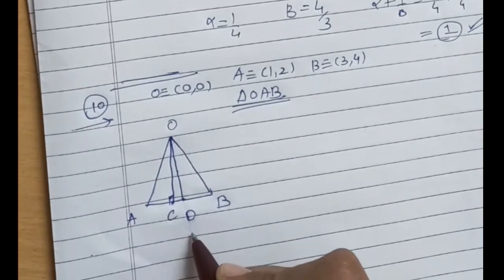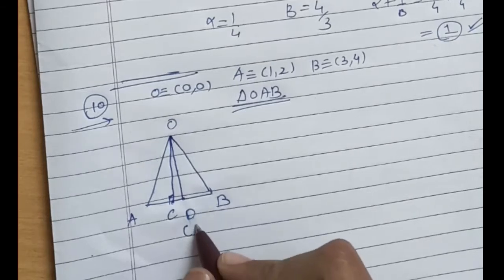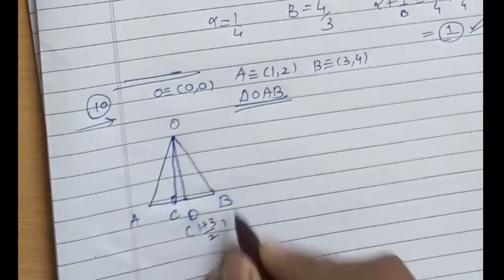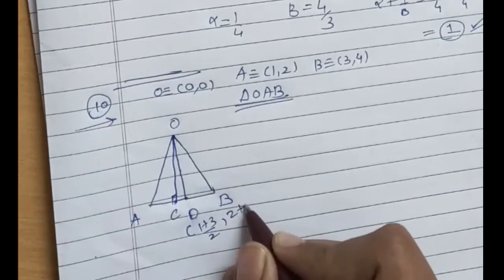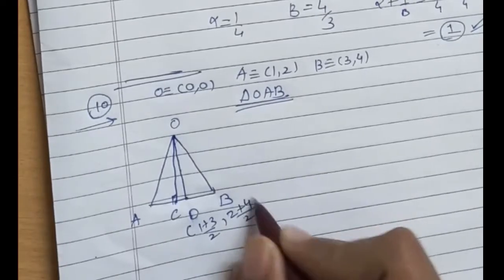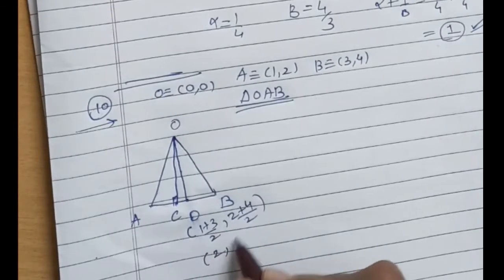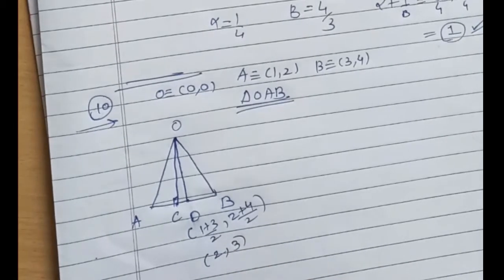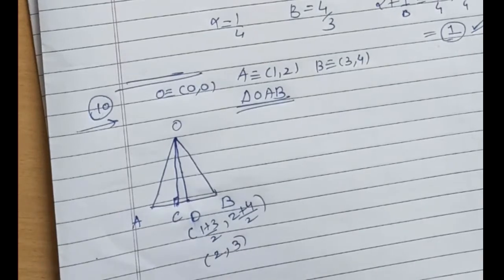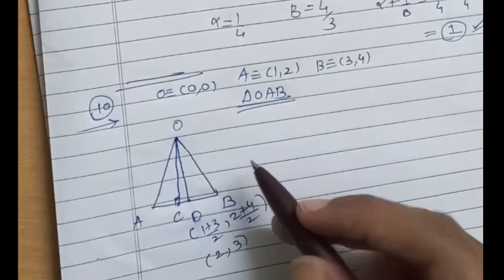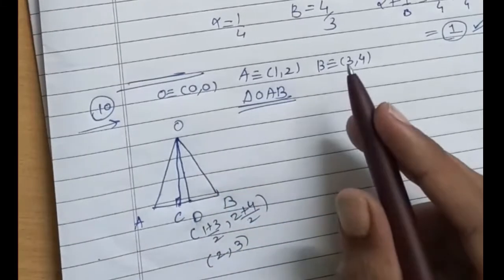So the coordinates of D are the x coordinate of A plus the x coordinate of B, that is 1 plus 3, divided by 2, and the y coordinate of A plus the y coordinate of B divided by 2, which is nothing but 4 divided by 2. So it is 2 comma 3, the coordinates of D. Now let us find the equation of OD.